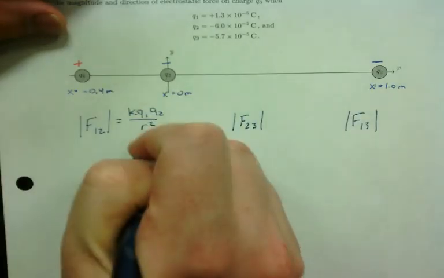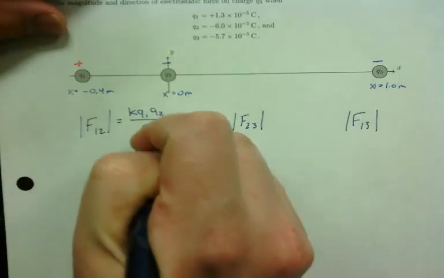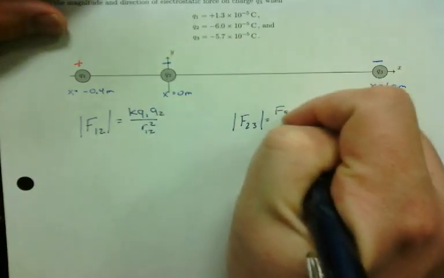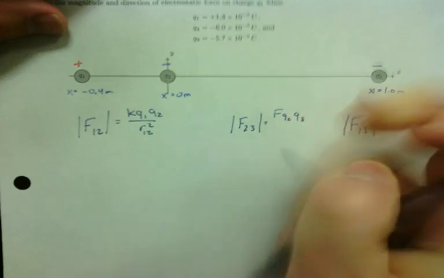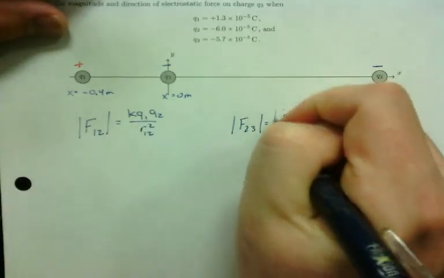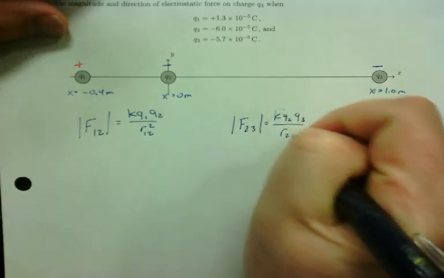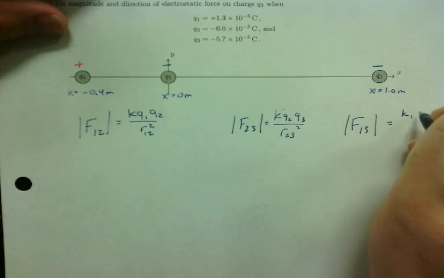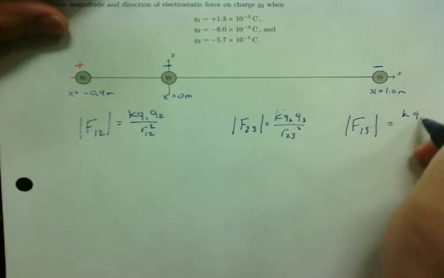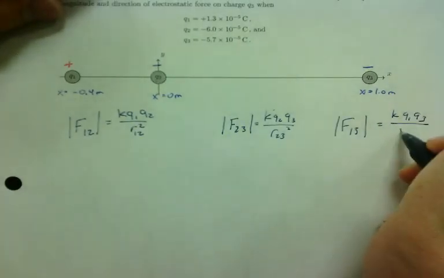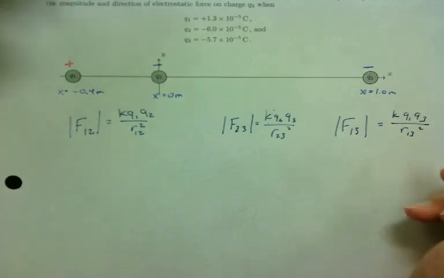And this R, what I'm talking about is the R between 1 and 2. The force between charges 2 and 3, I would call F, sorry, K Q2 Q3 over the separation between charges 2 and 3 squared, and then K Q1 Q3 divided by the separation between 1 and 3 squared.